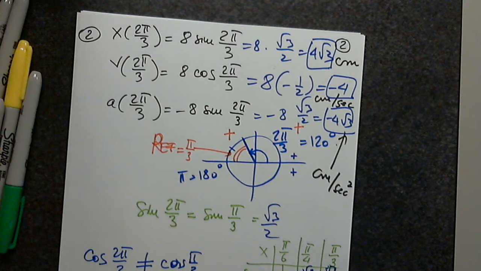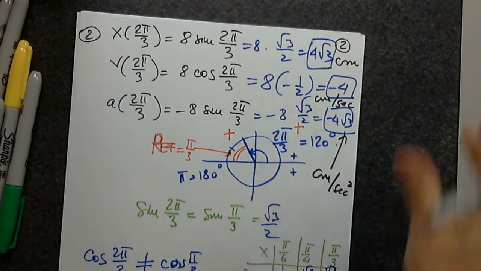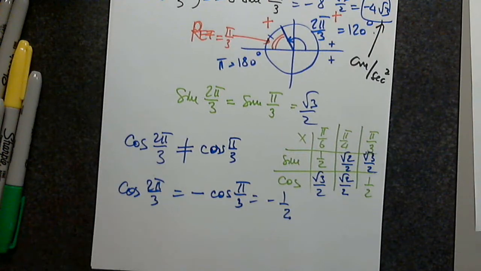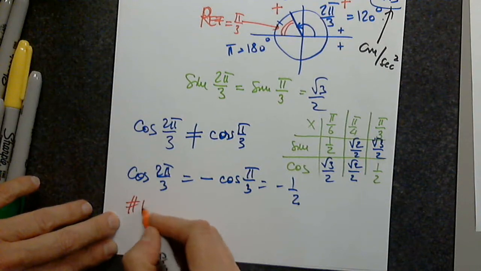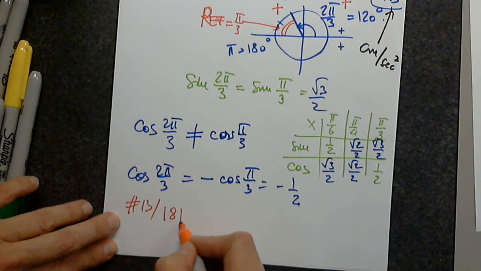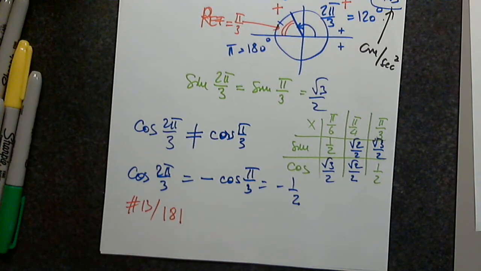Thank you. Okay, next question. Number 13 on 180. So say it again, number? 13, 181. 181? Very good. So let's take a look. 13 on 181. Once again, thank you for working on these problems.